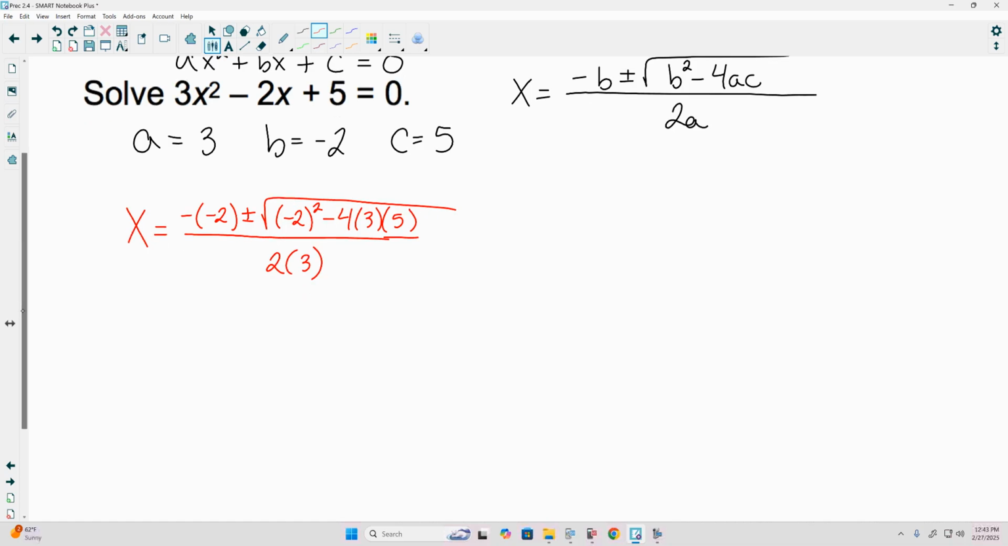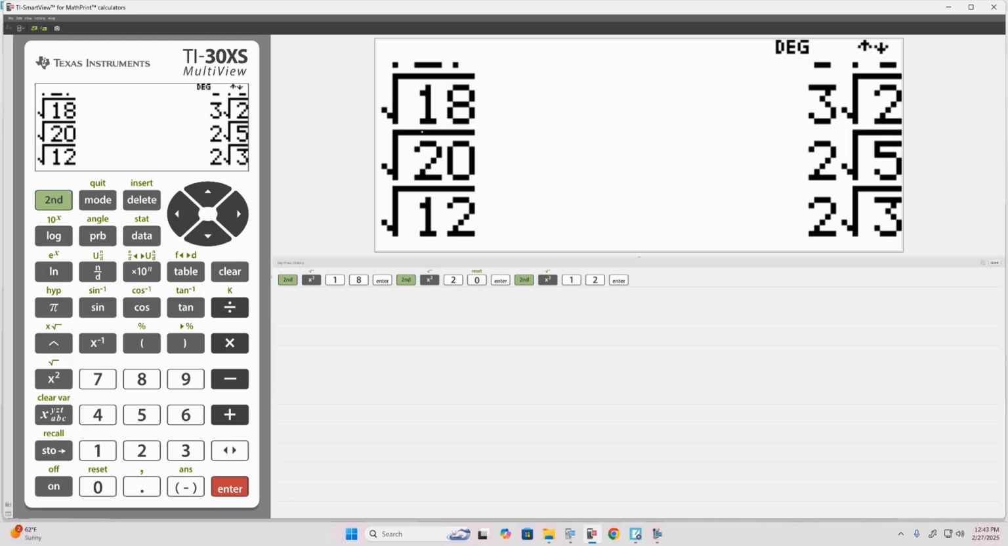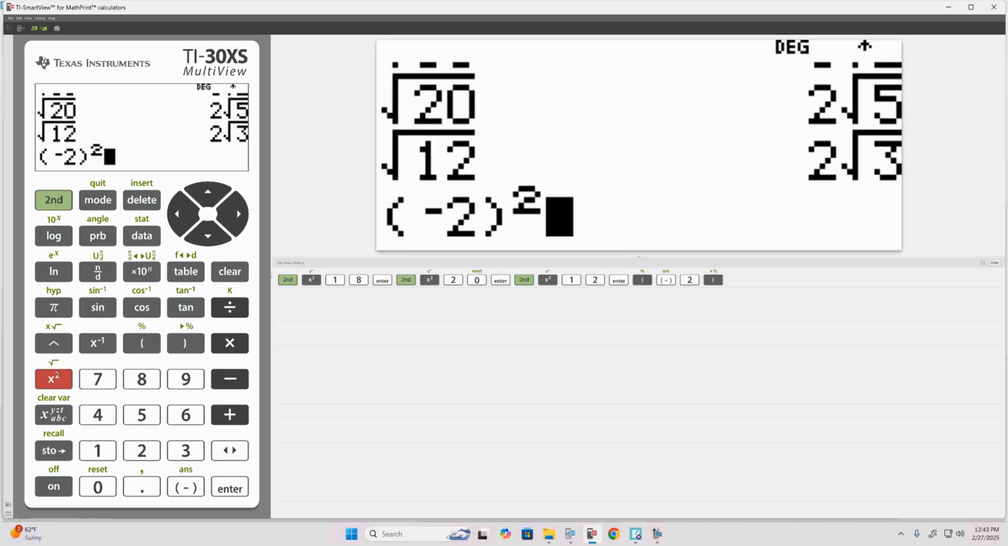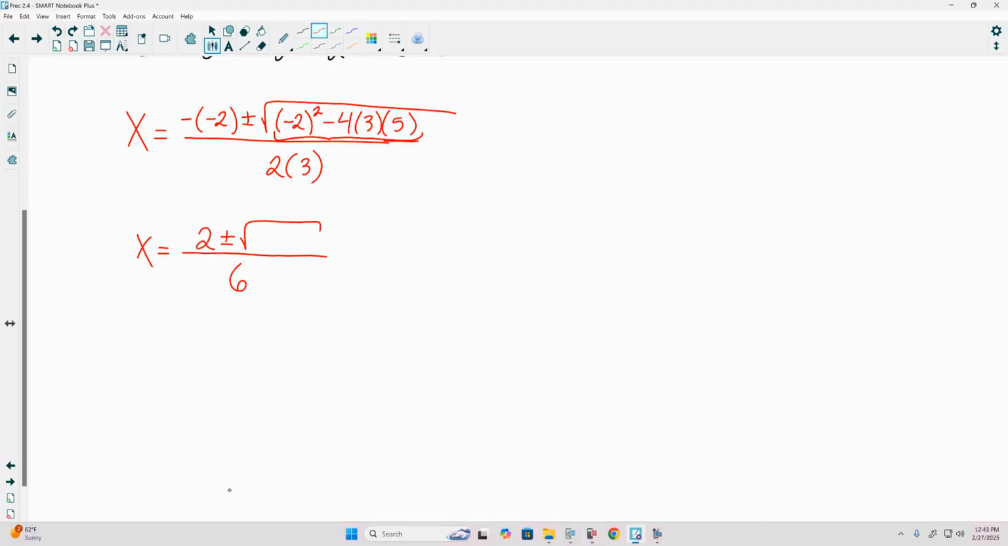So using the quadratic formula, even though we're going to get complex solutions, it's still going to work the same way. Now at this point here, we have our negative 2. Well, negative 2 is positive 2. On bottom, 2 times 3 is 6. Now at this point here, we can plug everything inside the radical into the calculator. So we can say negative 2 squared minus 4 times 3 times 5, which gives us negative 56.